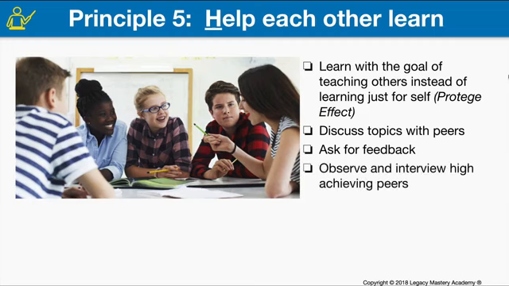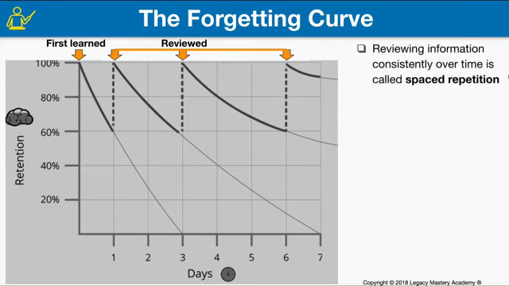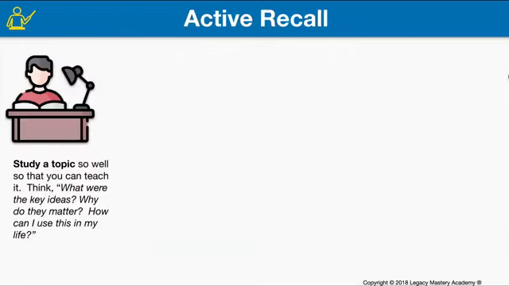After doing this, if we review what we learned periodically, a day after, 3 days after, and 7 days after, as shown here, we regain 100% retention and slow the forgetting curve. And the best way to review is called active recall. In active recall, you study a topic so well that you can teach it.